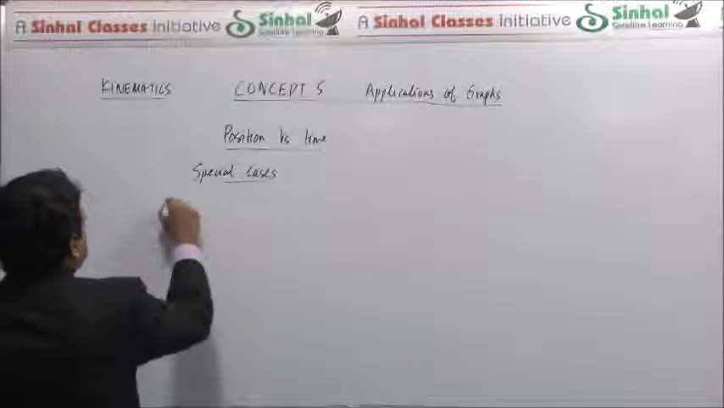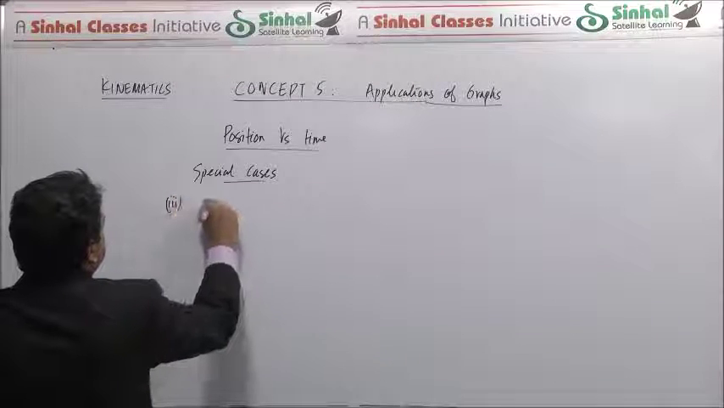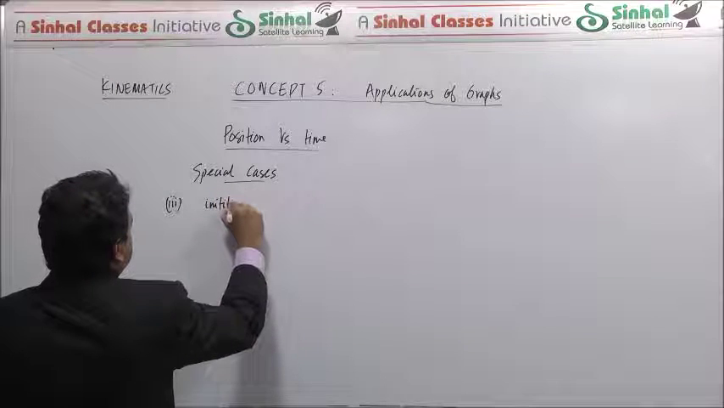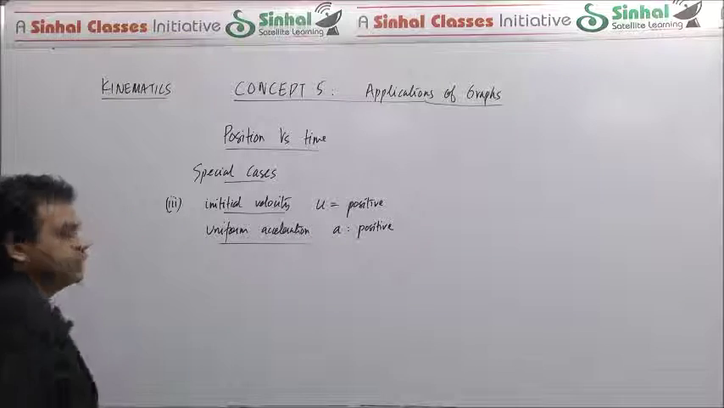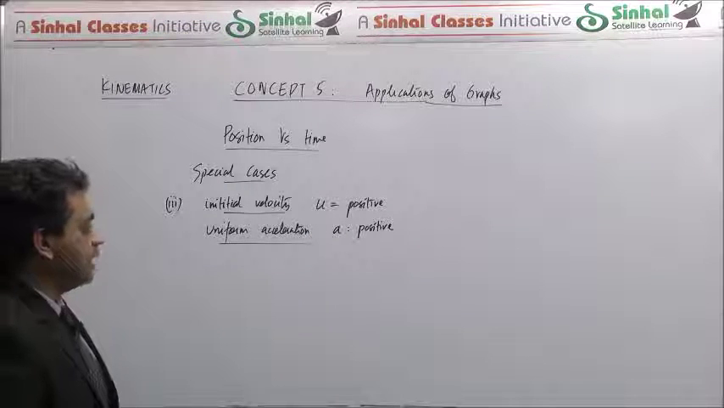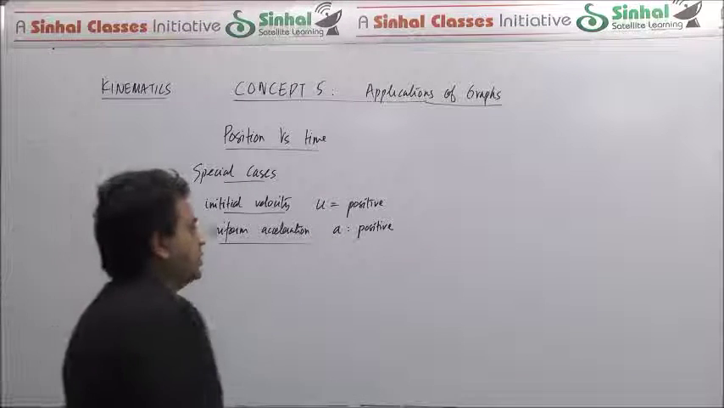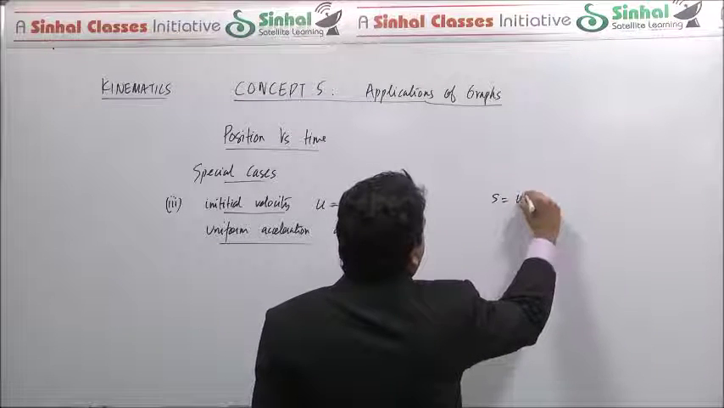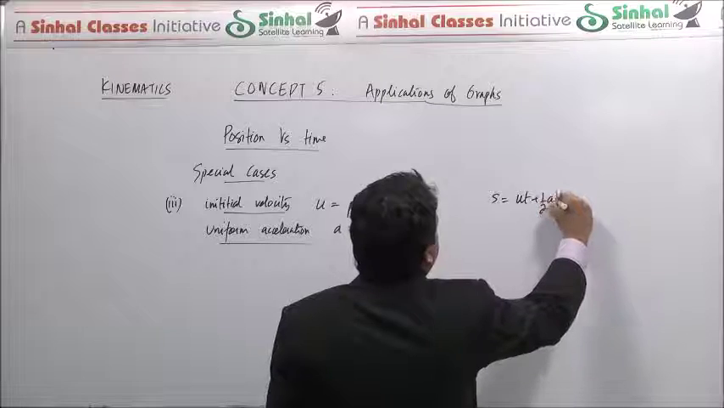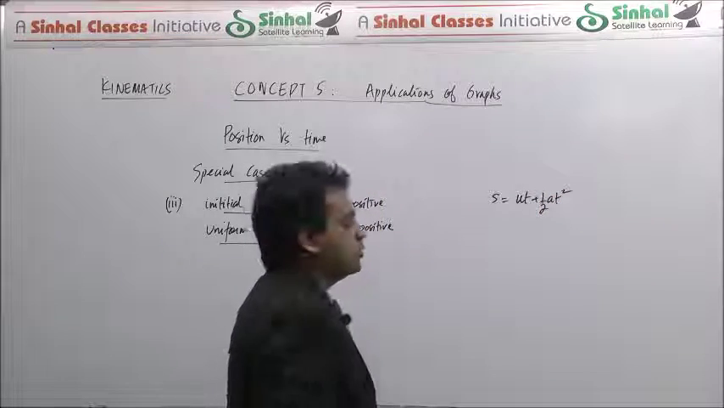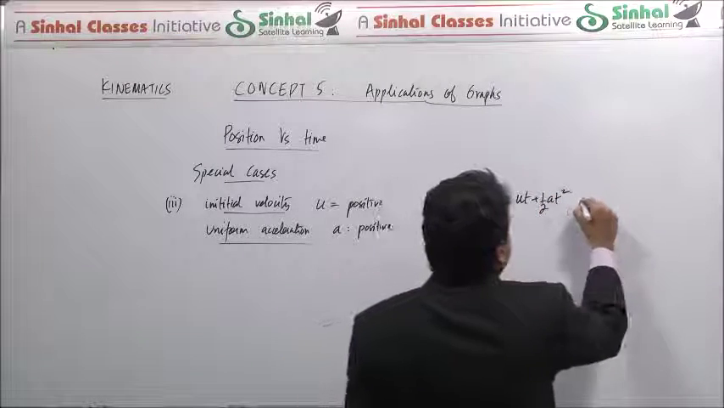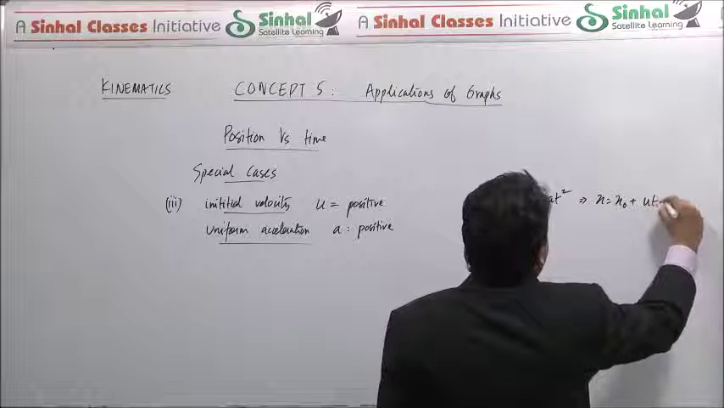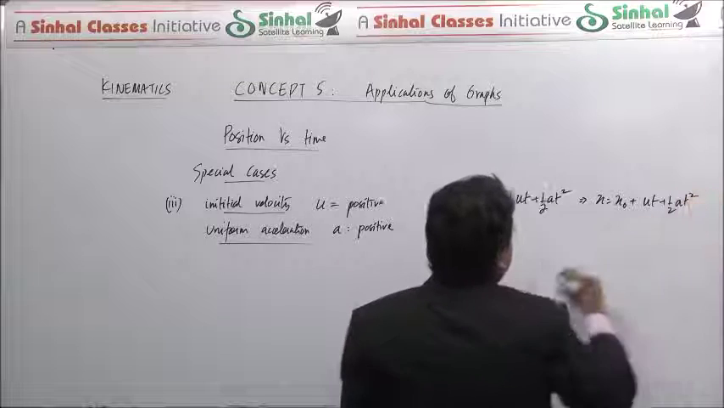Let's look at the third case. We have a situation where the initial velocity is positive and the acceleration is uniform and positive. As you know, displacement would be ut plus half at square, where u and a are both positive quantities. So we can say that the position is the initial position plus the displacement. So it would be like this.